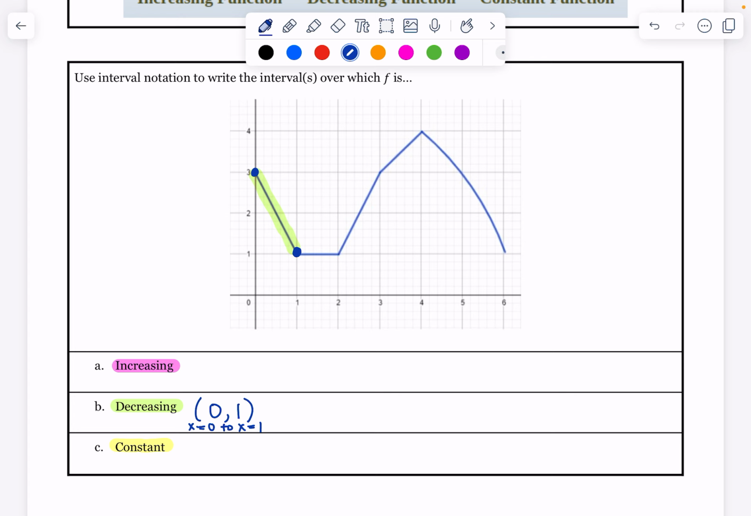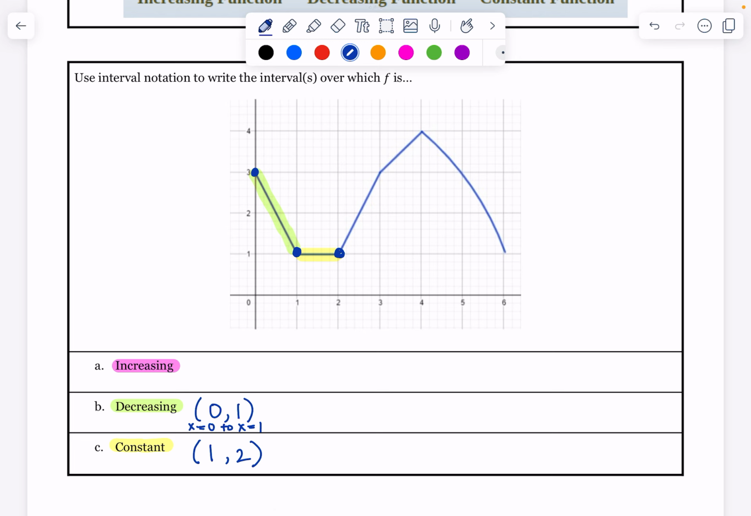All right, the next section of our graph goes from that point to 2, and that is a constant section. So I'm going to highlight that in yellow. Okay, and I'm going to add that to our constant part C. So that means from x equals 1 to x equals 2, the graph is constant. And we're using interval notation here.